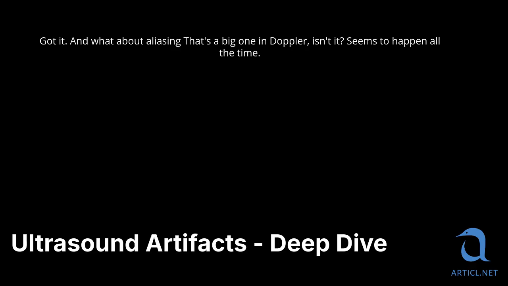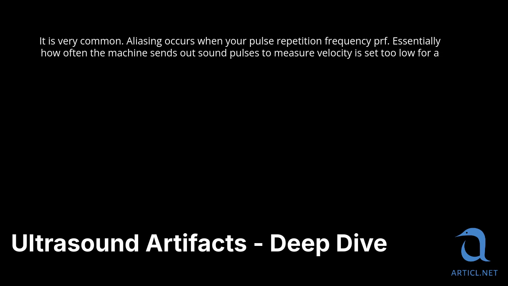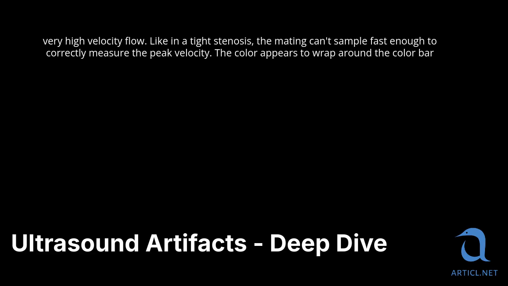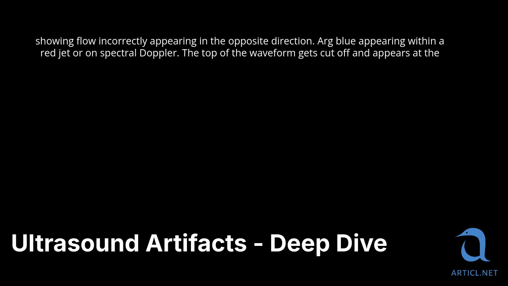Got it. And what about aliasing? That's a big one in Doppler, isn't it? Seems to happen all the time. It is very common. Aliasing occurs when your pulse repetition frequency, PRF, essentially how often the machine sends out sound pulses to measure velocity, is set too low for a very high velocity flow, like in a tight stenosis. The machine can't sample fast enough to correctly measure the peak velocity. The color appears to wrap around the color bar, showing flow incorrectly appearing in the opposite direction, e.g., blue appearing within a red jet. Or on spectral Doppler, the top of the waveform gets cut off and appears at the bottom.